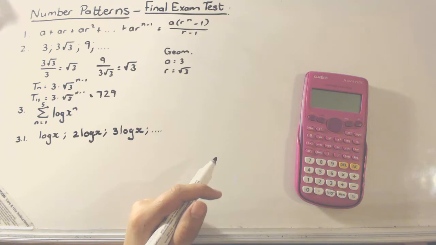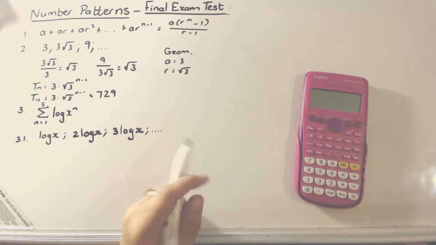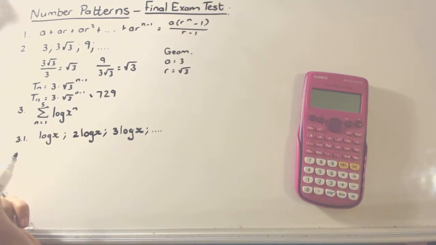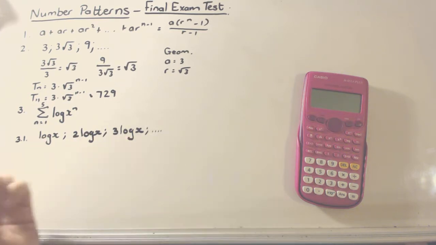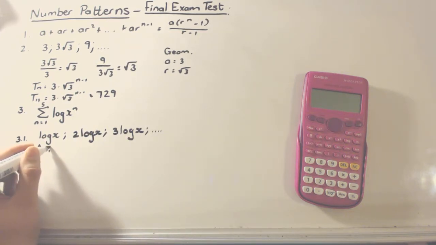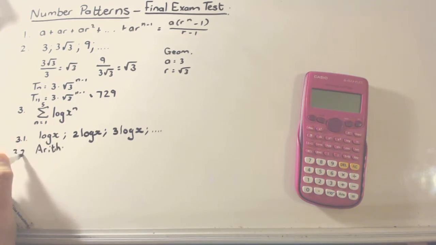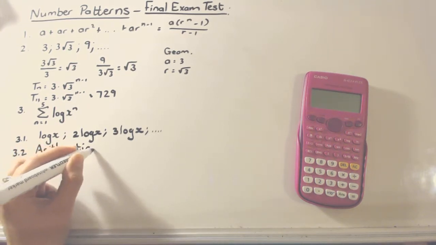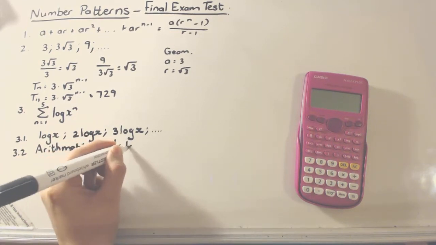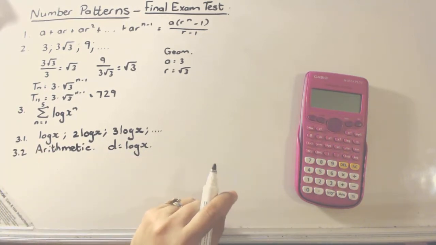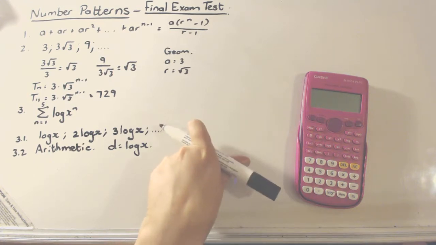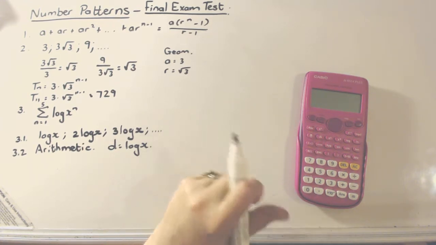And then it says state whether the series is arithmetic or geometric and give a reason for your answer. Now I would say this is log x plus 2 log x plus 3 log x. This is an arithmetic series. The reason being my constant difference is log x. I've got a first term log x, and then my constant difference is log x. This counts 1 mark and 2 marks for this question.